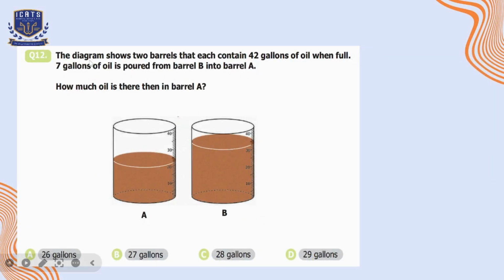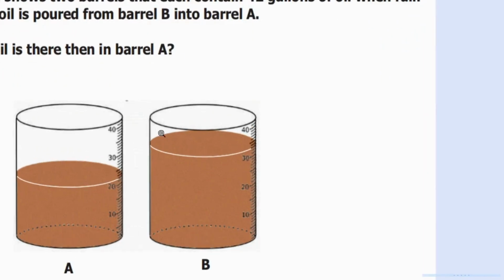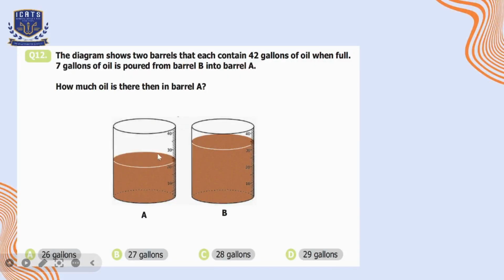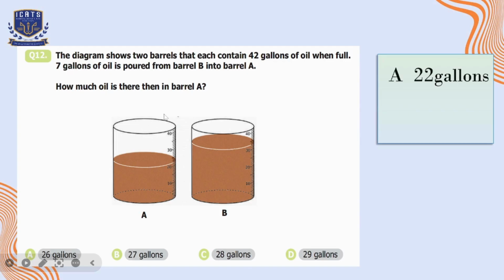Question number 12. The diagram shows 2 barrels that each contain 42 gallons of oil. When full, 7 gallons of oil is poured from barrel B into barrel A. How much oil is there then in barrel A? So here we can see there are 22 gallons of oil in barrel A already. So we can write it here.